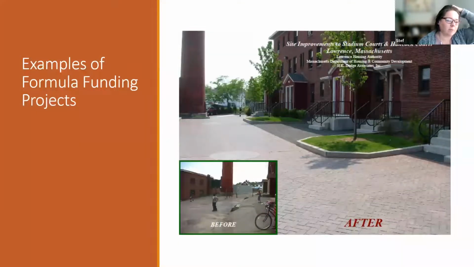So an example of formula funding, I think this is in Lawrence. As you can see before in the lower left-hand corner, there was just a large paving section where kids tended to play, and then it was redone to have a lot more trees and grass. And for the paving spot, it was intentionally beautified. It is really trying to look a little bit more inviting and just a nicer place.